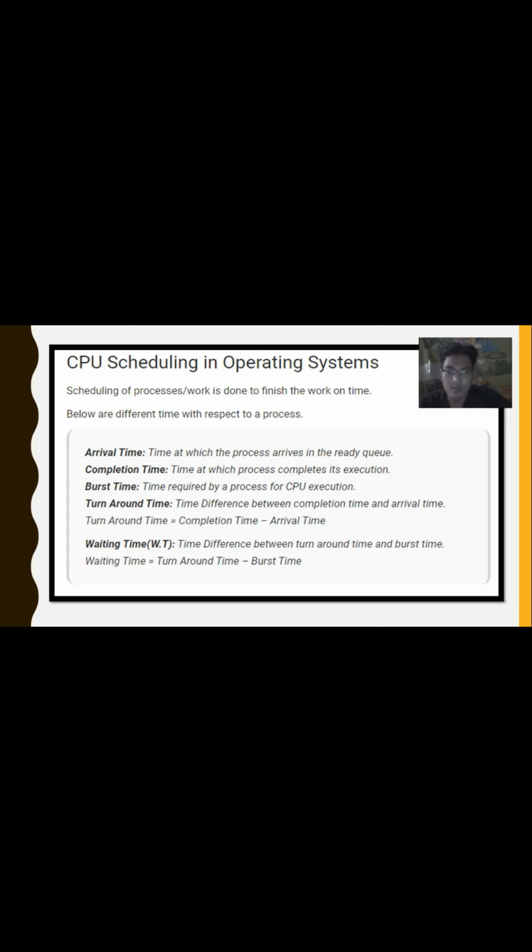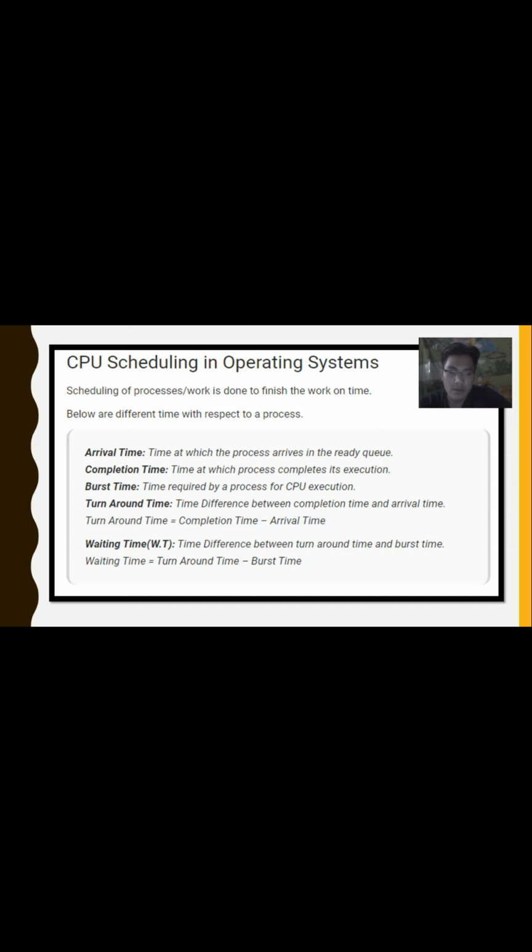The next is the turnaround time. The time difference between completion time and arrival time: turnaround time is equal to completion time minus the arrival time. So it is the time taken to complete after arrival, or in the simplest words, it is the difference between the completion time and the arrival time.